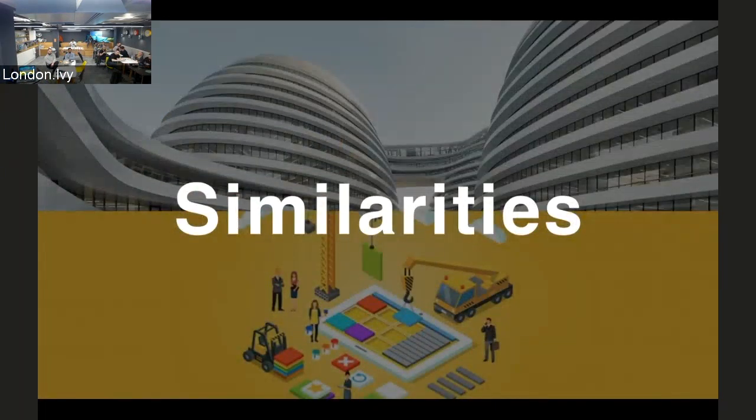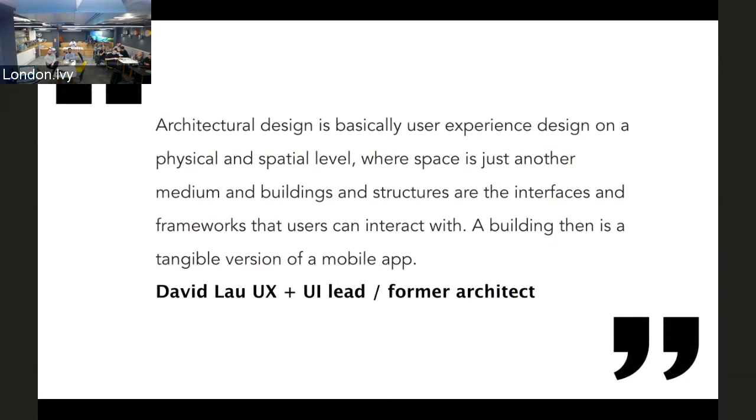So, what are the similarities? This is a great one. Architectural design is basically user experience design on a physical and spatial level, where space is just another medium and buildings and structures are interfaces and frameworks that users can interact with. The building then is a tangible version of a mobile app. This is given by David, who is a lead UX and UI designer, but a former architect.